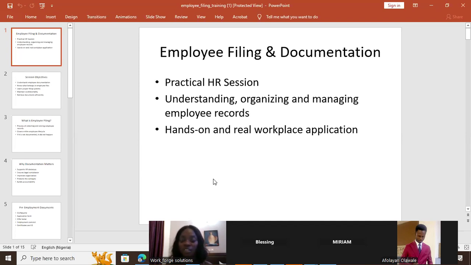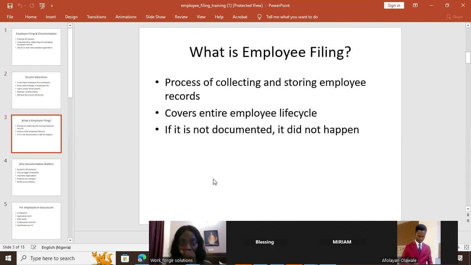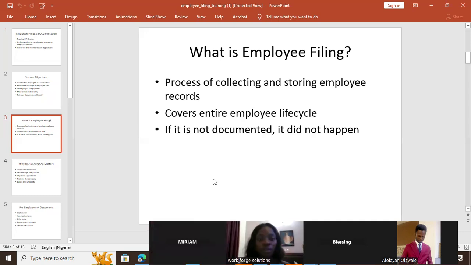So these are the documents that should be in every employee's file, every employee's record. Employee filing is just the process of collecting and storing employee records, employee information. It is important because it covers the entire employee life cycle, from the day the employee joined the organization till the day he or she leaves.